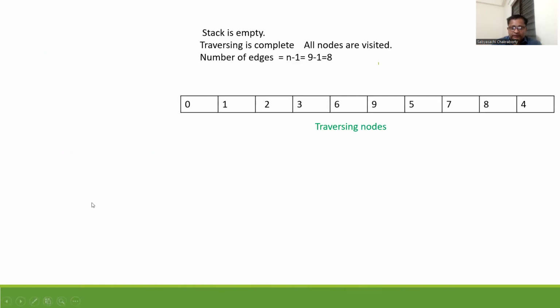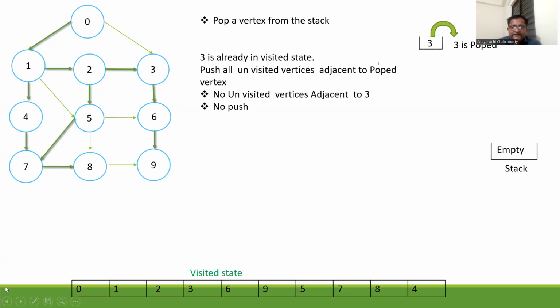So the path of DFS traversal from the starting node to the goal node: the source vertex is 0, and the last goal vertex is 9. So we are having this path: 0 to 1, 1 to 2, 2 to 3, 3 to 6, 6 to 9. Now from 9, backtracking to 5, 5 to 7, then 7 to 8, and 8 backtracking to 4.